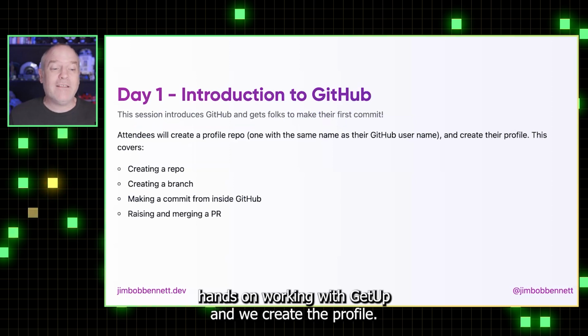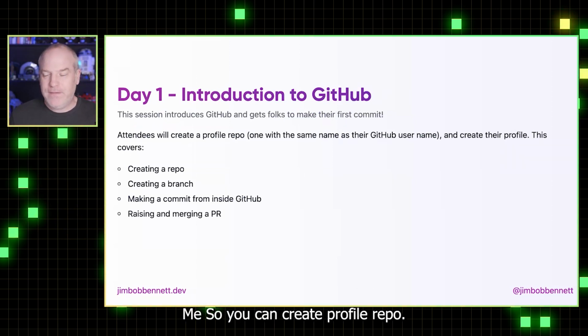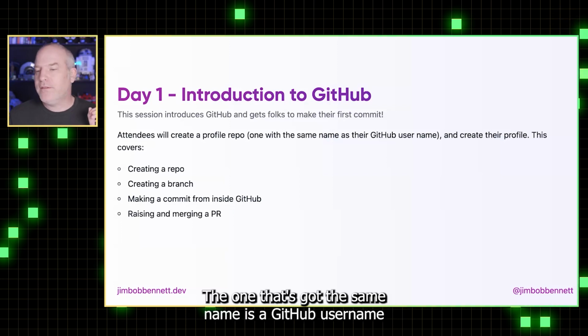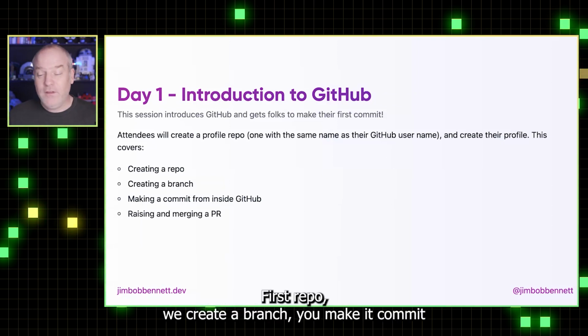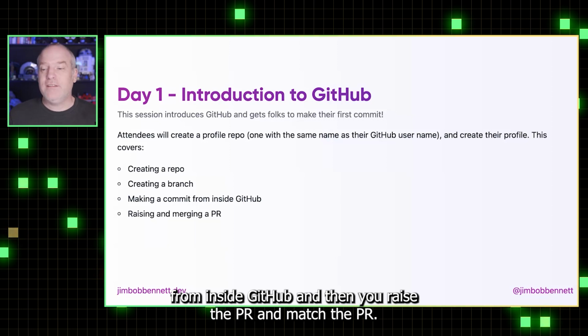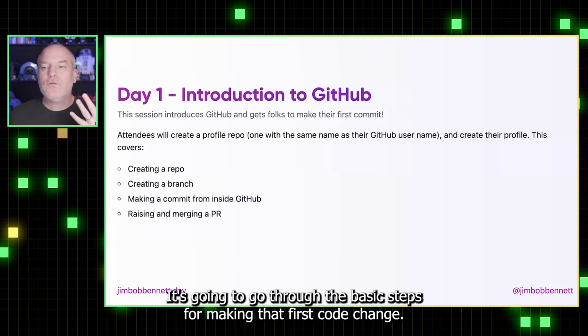And then we start getting hands-on working with GitHub, and we create the profile README. So you can create your profile repo, the one that's got the same name as your GitHub username, and you create that README. And we cover creating a repo. You create your first repo. You create a branch. You make a commit from inside GitHub, and then you raise the PR and merge the PR. So kind of go through the basic steps for making that first code change.